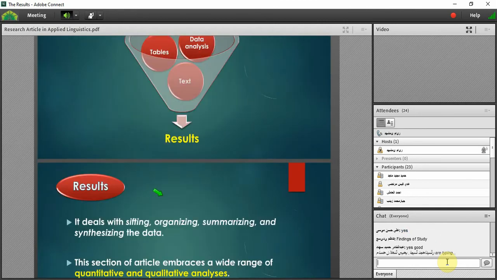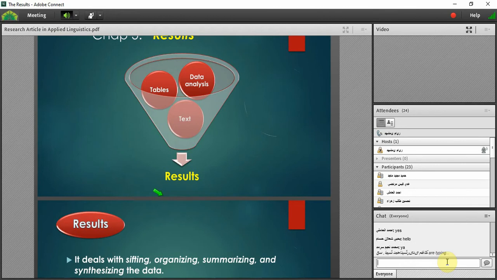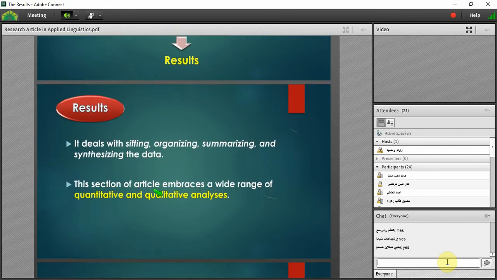Today's lecture is about the results section. You already know about the introduction and the literature review. You learned the methodology section. For this session, I'm going to tell you about the results section. The results section, as I said, deals with sorting, organizing, summarizing, and synthesizing the data you collected from different statistical procedures you have used in your studies.